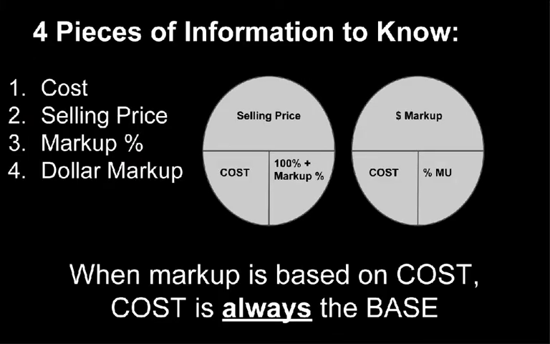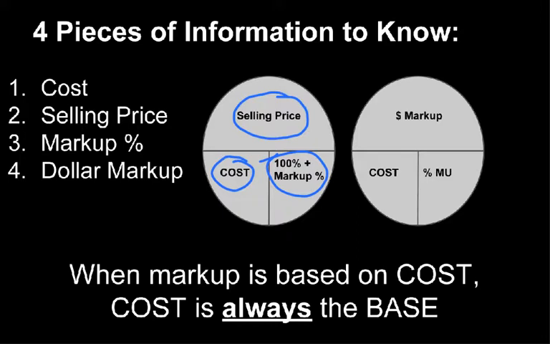Now you'll be running across four pieces of information within these problems. You'll hear terms like cost, selling price, percent markup, and dollar markup, and that means that we're going to be using two types of PBR circles. We're going to either be using one where selling price is the portion, cost is the base, and percent markup plus 100% would be our rate. And we'll see an example of that in a little bit.